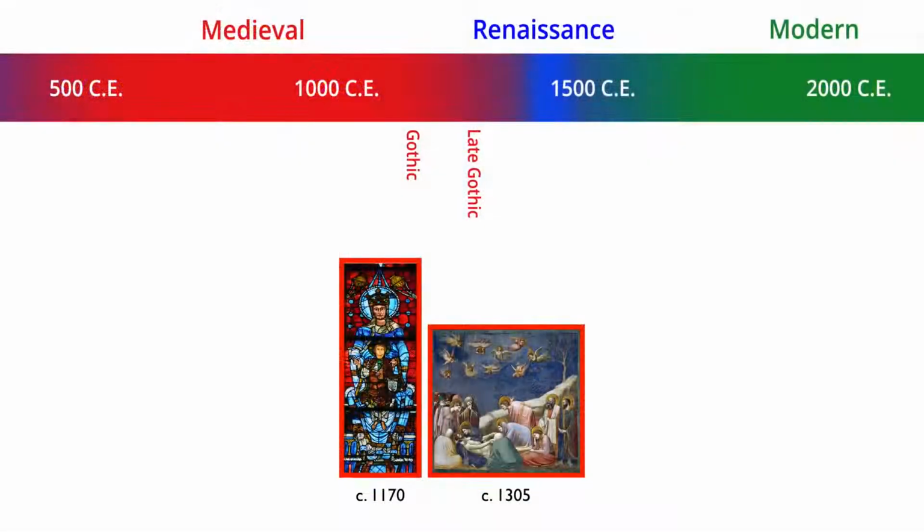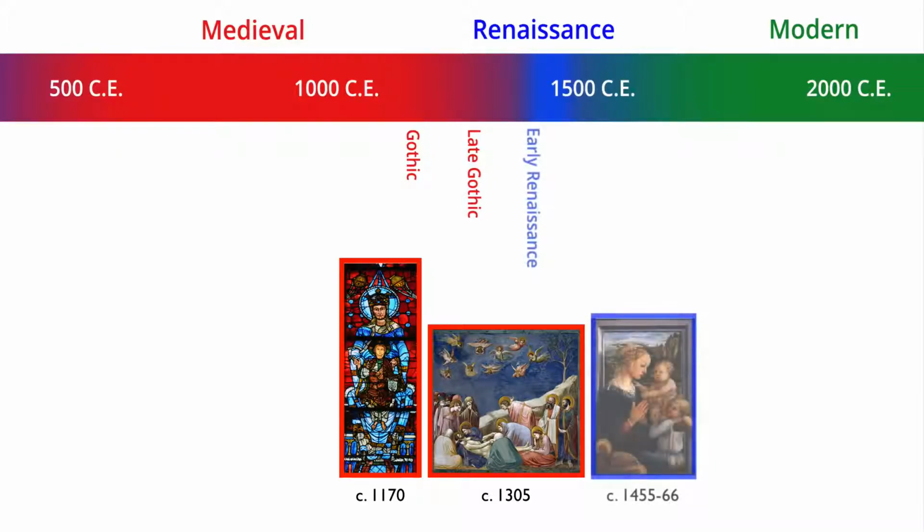So we're going to move from the early 1300s to the middle of the 1400s, to a period that art historians usually call the early Renaissance.